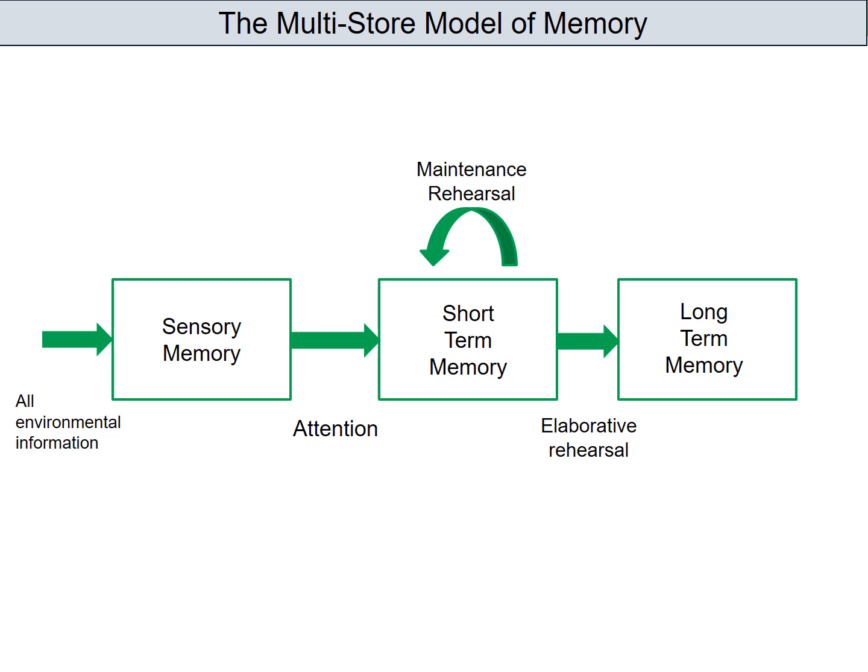Now the third store within the multi-store model of memory is long-term memory, and it's if we rehearse something enough, or if we use elaborative rehearsal, which is when you add depth of meaning to the thing that you want to remember, then that information passes into long-term memory, where it will stay for much longer.